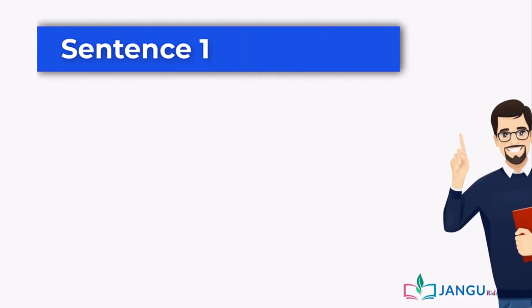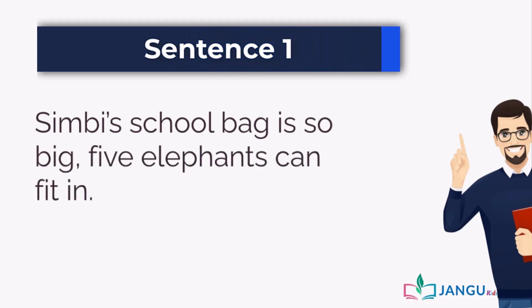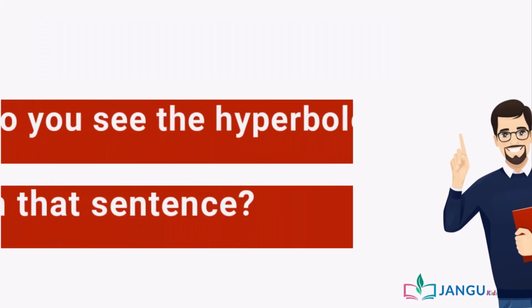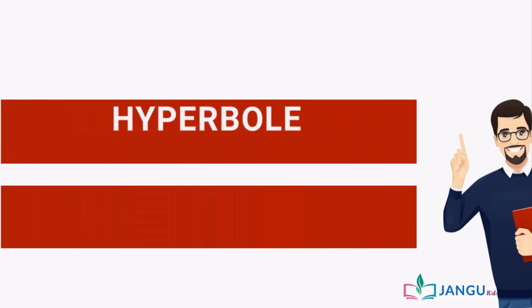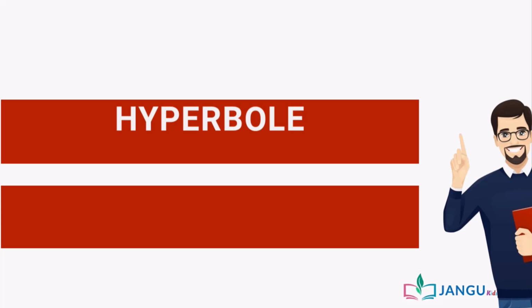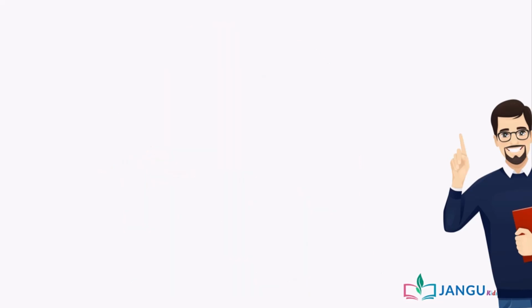Sentence 1. Simbi's school bag is so big, 5 elephants can fit in. Do you see the hyperbole in that sentence? Though Simbi's school bag might be truly big, we know it is not big enough to hold 5 elephants. Therefore, it is an exaggeration, which is hyperbole.